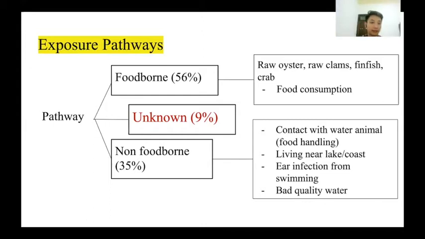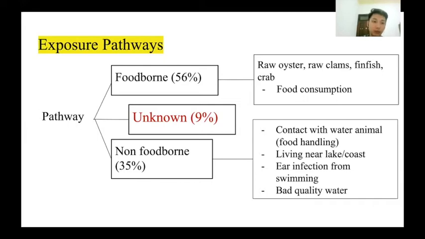So there are several exposure pathways of vibriosis to humans. They can be divided into foodborne and non-foodborne, and 9% of the cases have an unknown exposure pathway. The foodborne exposure includes consumption of raw oysters, raw clams, finfish, and crabs.